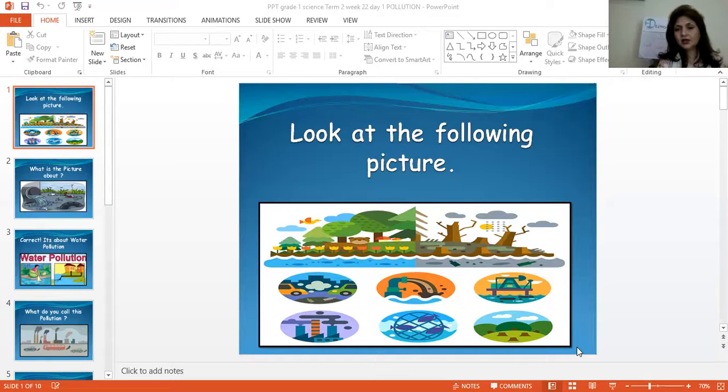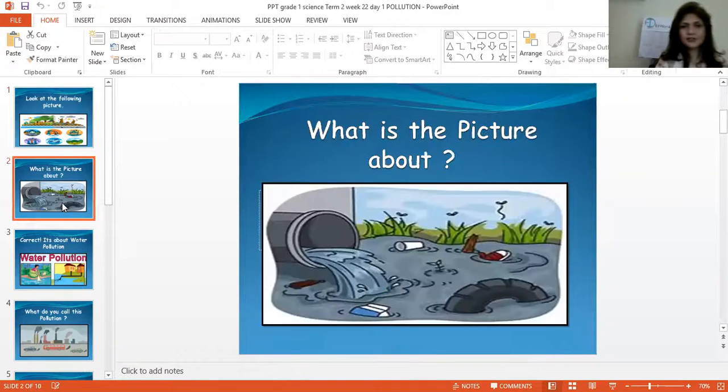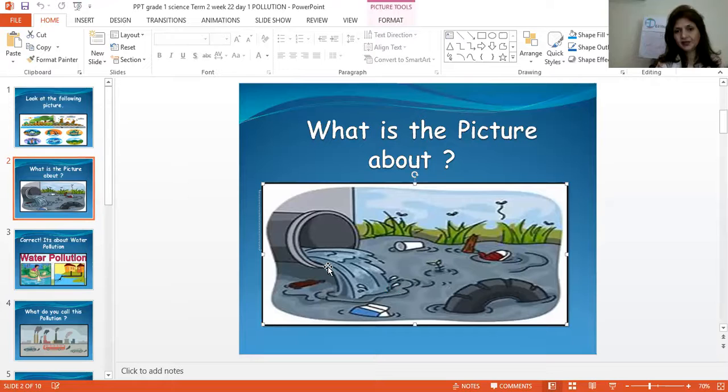You can see this first picture shows pollution, different types of pollution, right? Sea pollution, air pollution, all the pollutions are here. Now, the first picture over here, what is this picture about? What do you see in the picture? You can see this oil is coming over here in the sea. And what are all these over here? These are all the trash, the wrappers, the garbage which people throw in water. An old tire they have thrown.